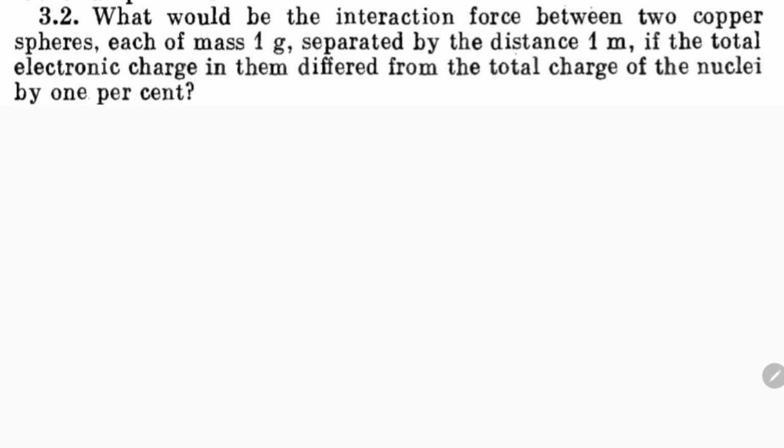So let us begin with the second problem in this series, and the problem is 3.2. The problem is stating: what would be the interaction force between two copper spheres, each of mass 1 gram, separated by the distance 1 meter, if the total electronic charge in them differed from the total charge of the nuclei by 1%? So to approach this problem, let us first of all understand what exactly the problem is stating.